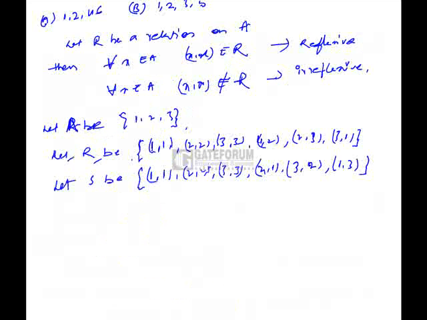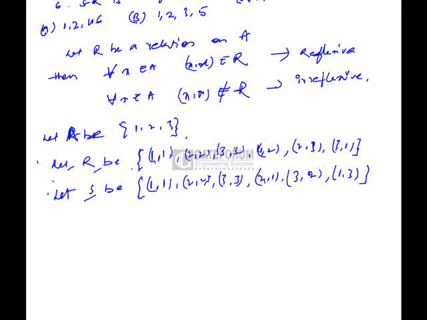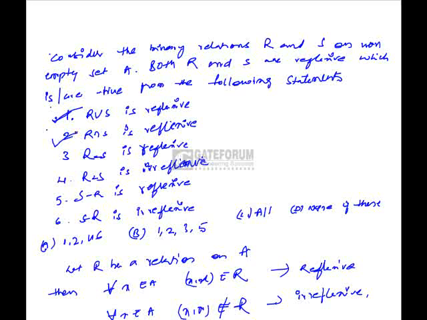If you see the first statement, R union S is reflexive. Here, in the union of R and S, all the diagonal elements are present, so it will be a reflexive relation. So this is correct. The second statement says R intersection S is reflexive. Here R intersection S also contains all the diagonal elements, that means (1,1), (2,2), (3,3). So R intersection S will also be reflexive.